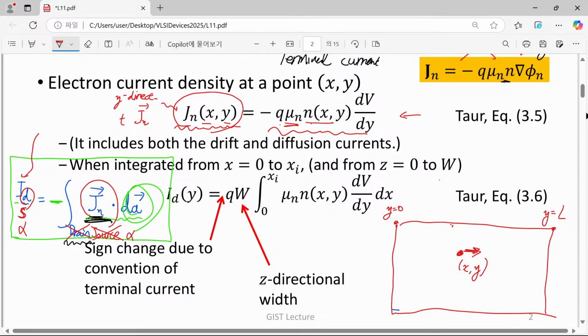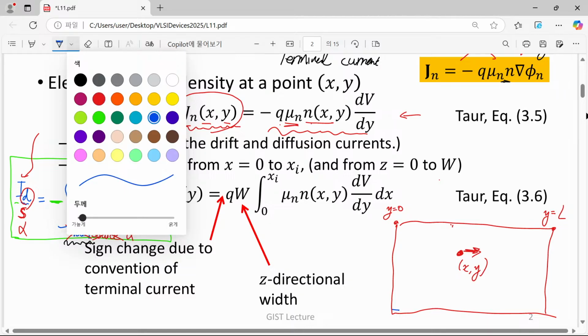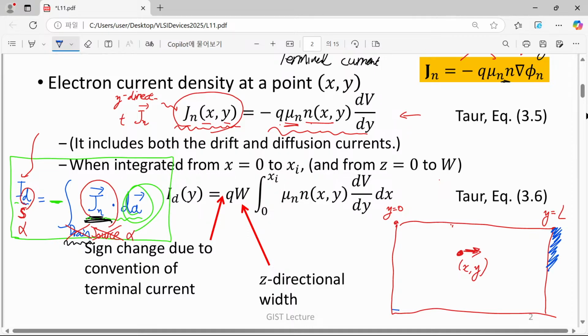This is the expression we wanted to have. So what is our quantity of interest? As I repeat again and again, what we have to calculate is the drain. Here we have a drain. So we must actually calculate the current density at this drain end. However, this expression is generally valid for any arbitrary position. At any arbitrary position we can write down equation 3.5.